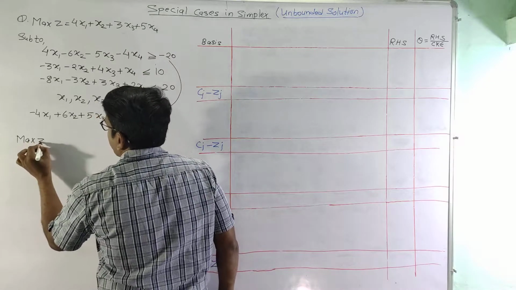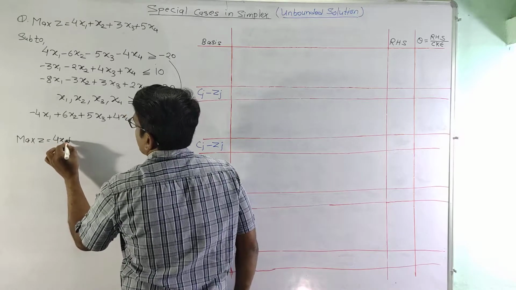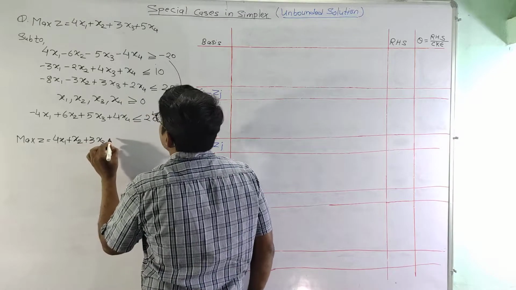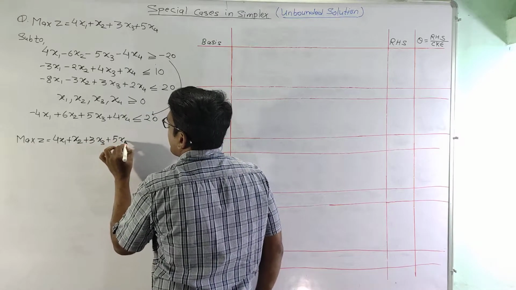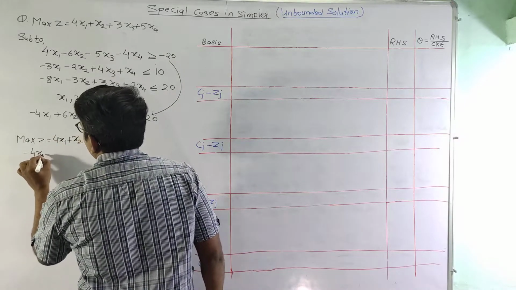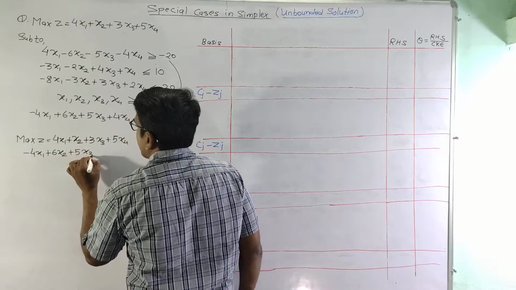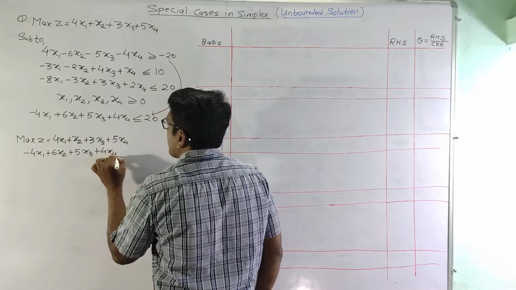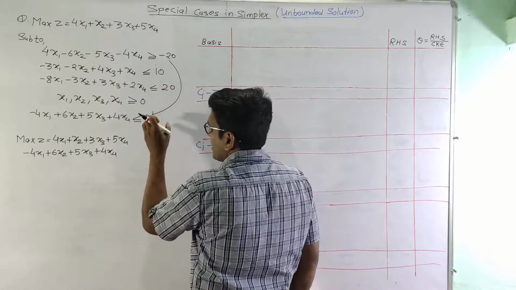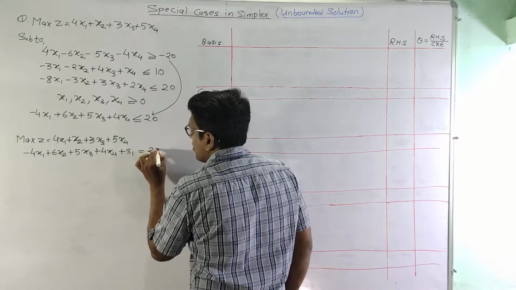Maximize z = 4x1 + x2 + 3x3 + 5x4, subject to constraints: -4x1 + 6x2 + 5x3 + 4x4. This is less than or equal to, which means we need to add a slack variable to make it equal to 20. So we will add s1 = 20.